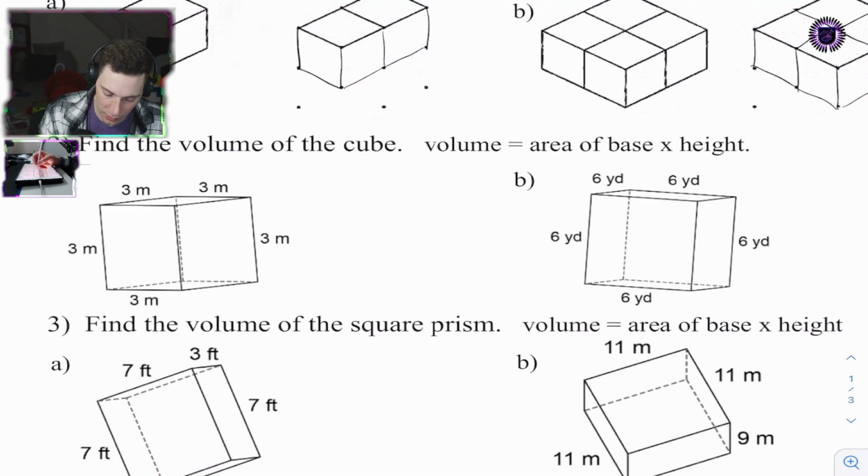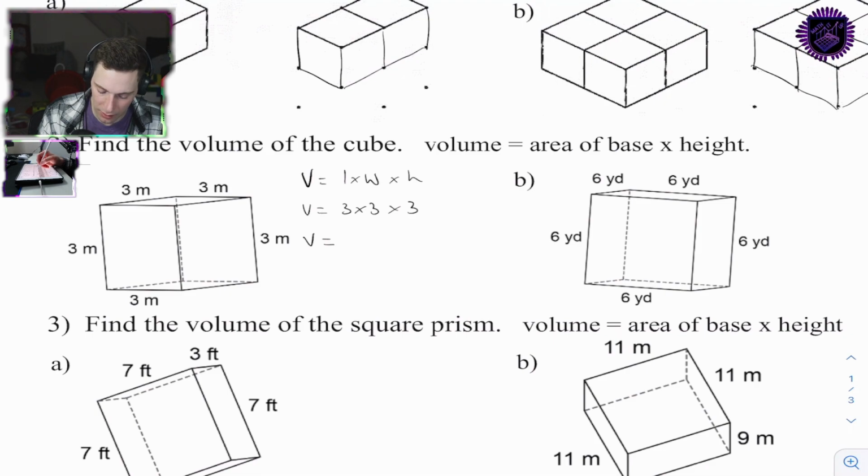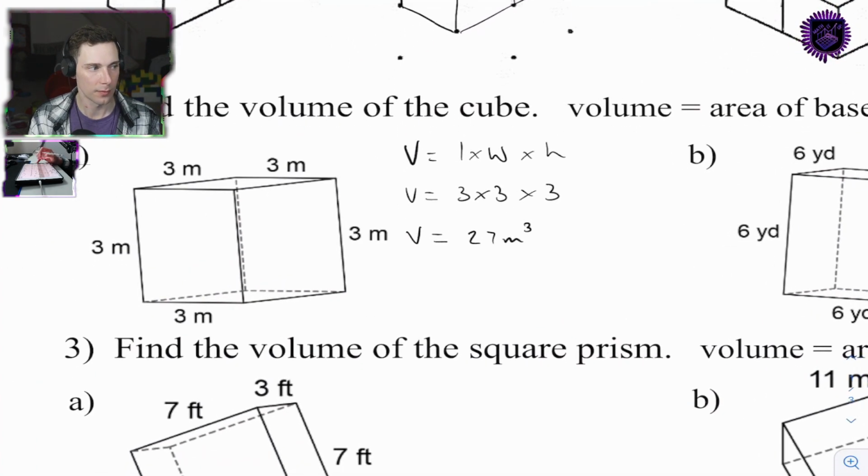So in this one, volume is equal to length times width times height. Volume will be equal to 3 times 3 times 3. The volume will be equal to 27 meters cubed. That's it.